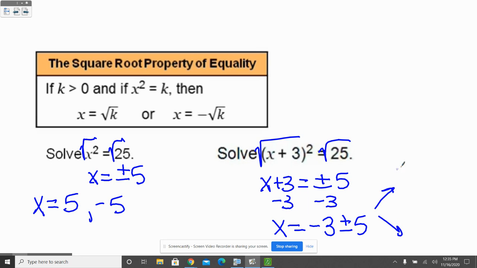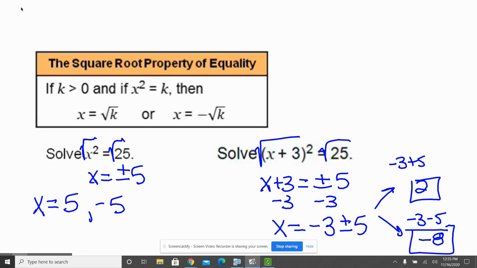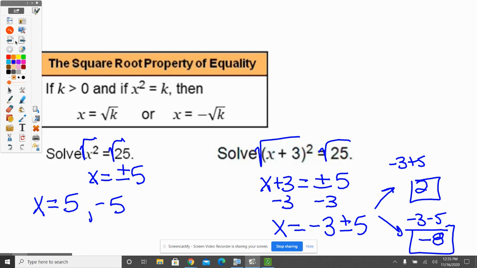There are actually two answers here, negative 3 plus 5, which will be 2, or negative 3 minus 5, which is negative 8. So you're looking for two answers, and don't forget your plus or minus before you subtract over the constant that was in the parentheses.